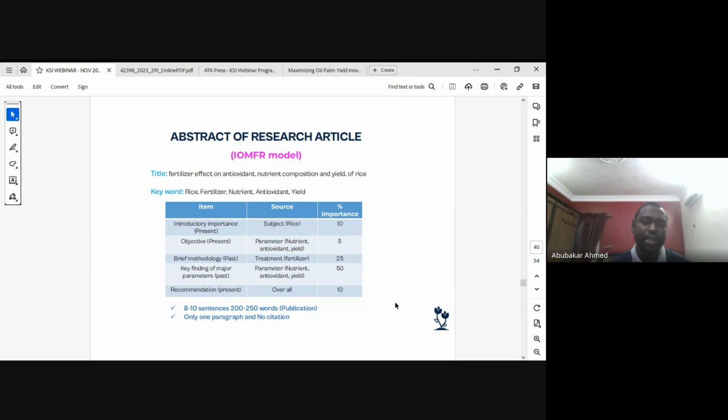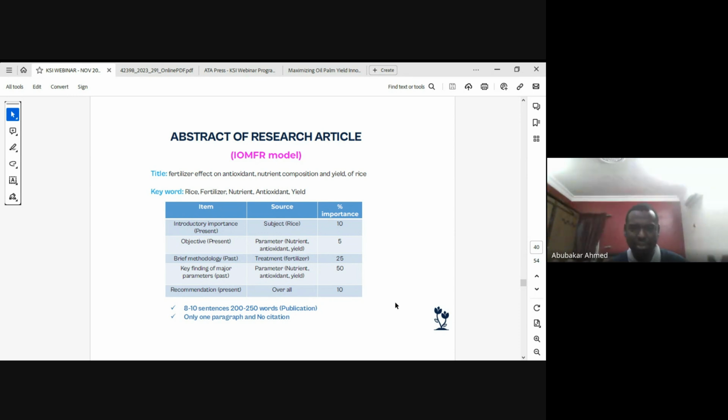So here our subject is rice. We give percent importance when writing an abstract. Like 10% of the words contained in the abstract, we give to the introduction, for example. By giving an introductory point, you discuss the parameters in just 2 to 3 sentences. You introduce the subject, like rice.